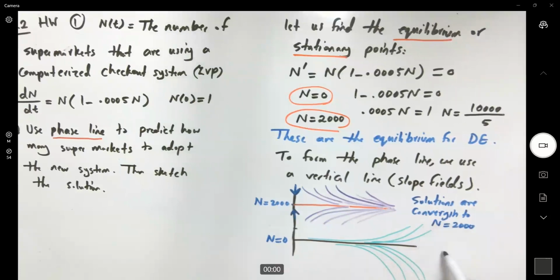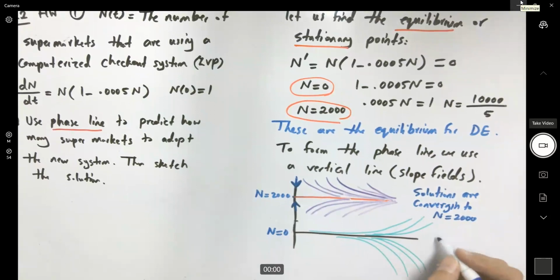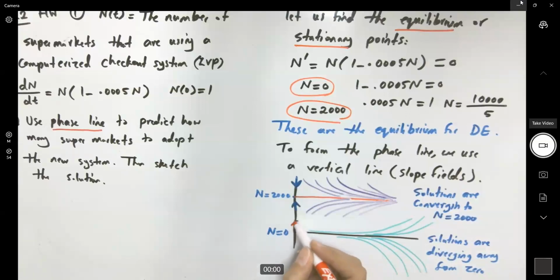However, solutions are diverging away from 0. So you can use some arrows around 0 this way. So they're going away from 0. But this is your phase line. This vertical line is the phase line.